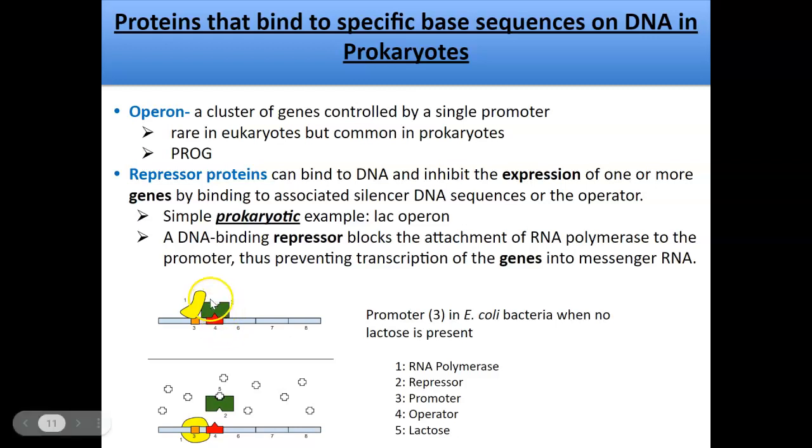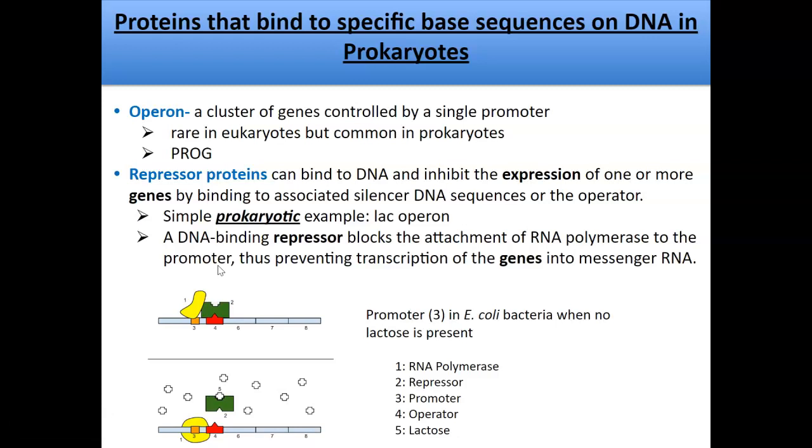Bound to the operator in this picture is the repressor protein. You can see the repressor protein is in place. It is bound to the operator, and when this happens, RNA polymerase is blocked. So this operon is in the off position. This operon is the lac operon.